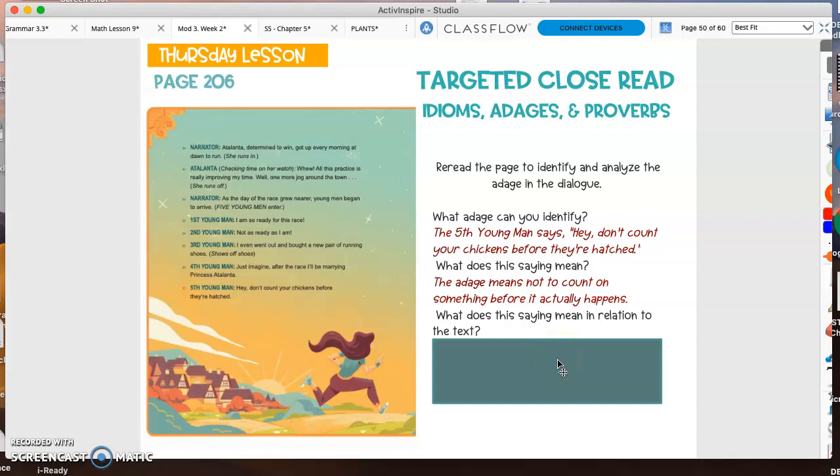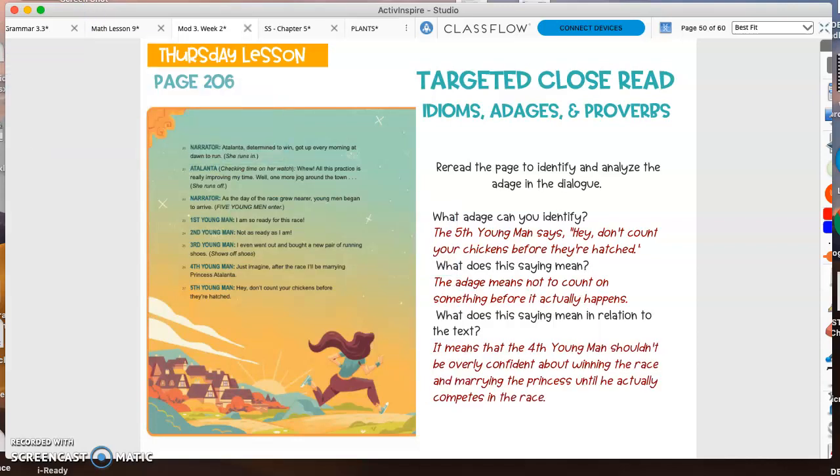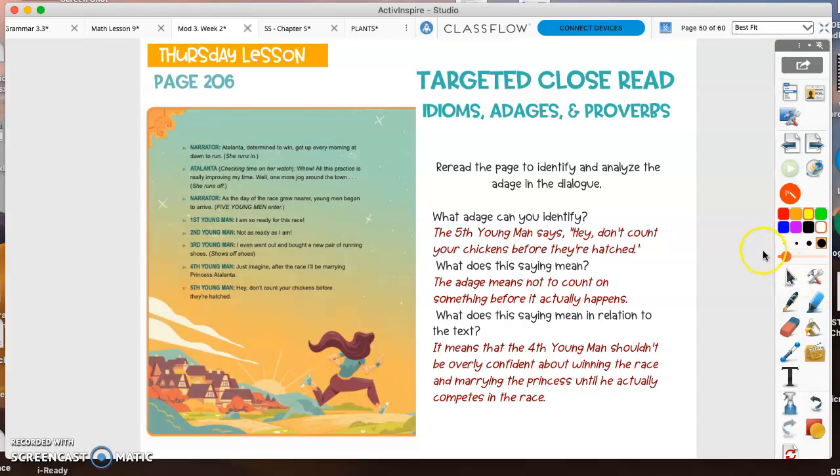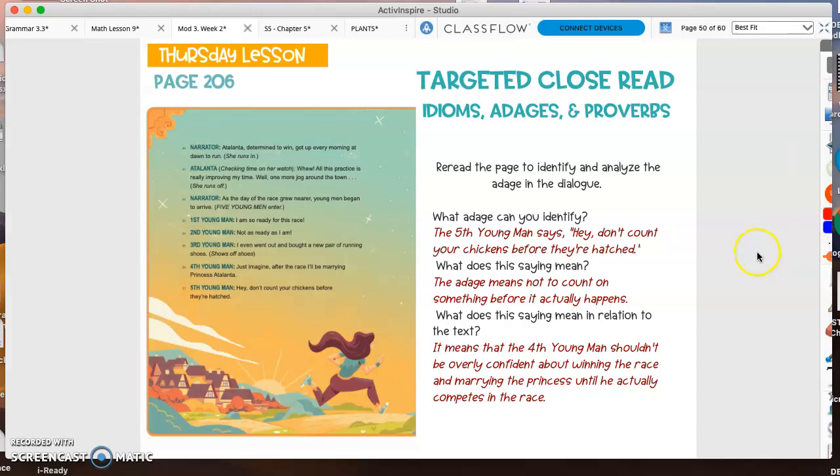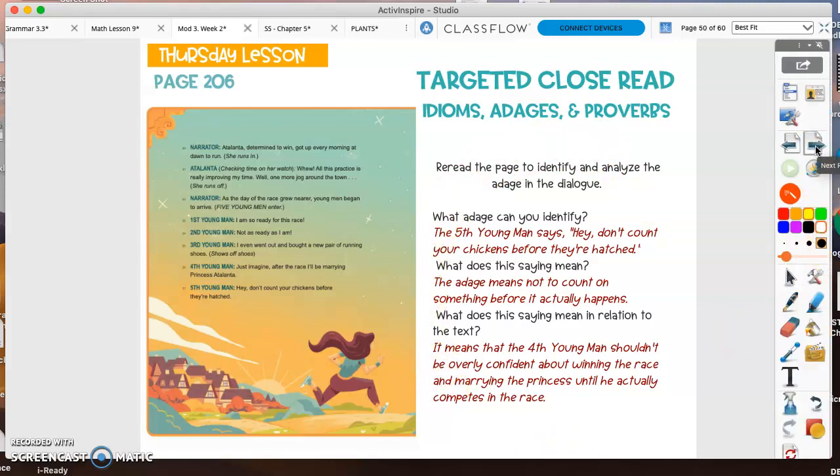So what does this saying mean in relation to the text? Well, it means that the fourth young man shouldn't be overly confident about winning the race and marrying the princess until he actually competes in the race itself. So there's no way he can actually know that he's going to win. So the adage we see here is, don't count your chickens before they hatch. And these should be the answers to some of your Know It, Show It questions, so you may want to go ahead and fill those out on your Know It, Show It page.